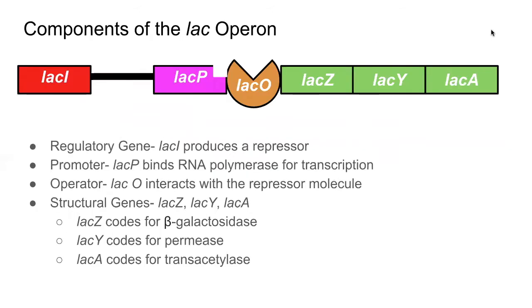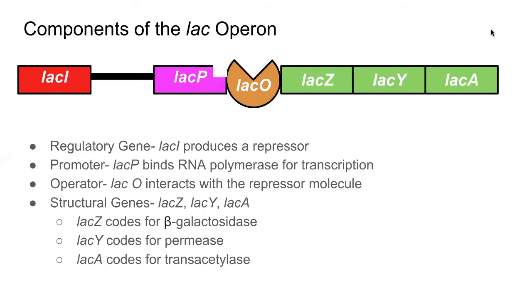There are a few components of the Lac Operon that are important for its regulation. The regulator gene, LAC-I, produces a repressor molecule that prevents transcription from occurring by blocking the LAC-P site. The promoter, LAC-P, is where RNA polymerase binds for transcription. The operator, LAC-O, is the site where the repressor binds to block transcription.